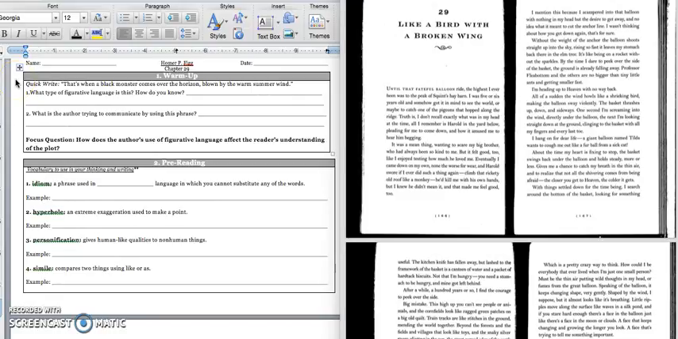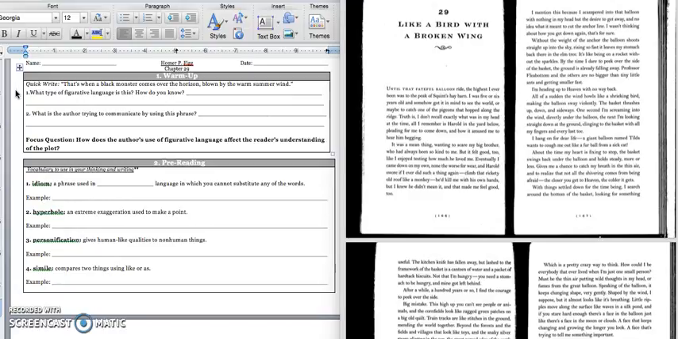This is a quote from chapter 27, what we read yesterday. It says, "That's when a black monster comes over the horizon, blown by the warm summer wind." What type of figurative language is this?